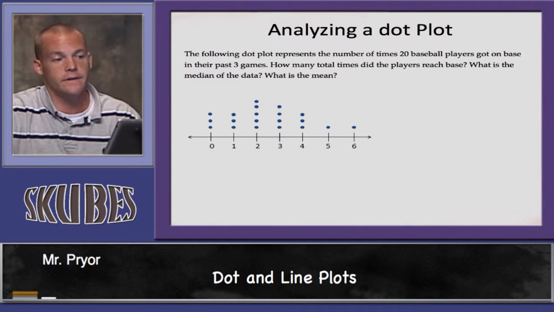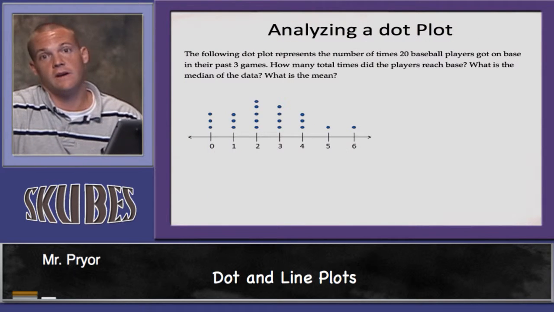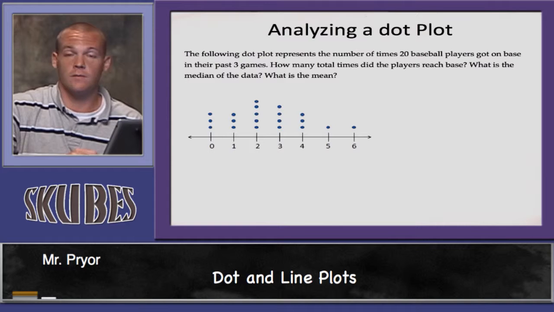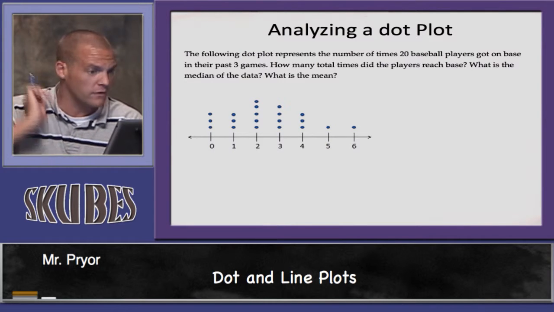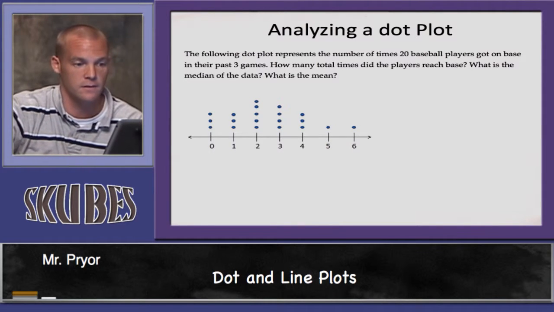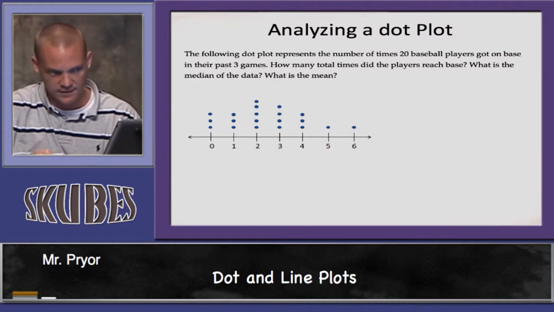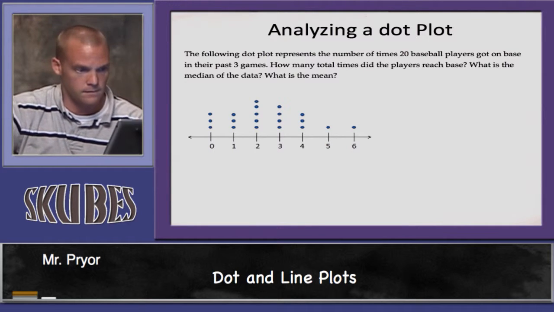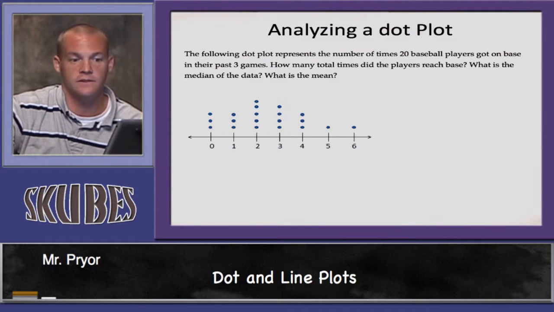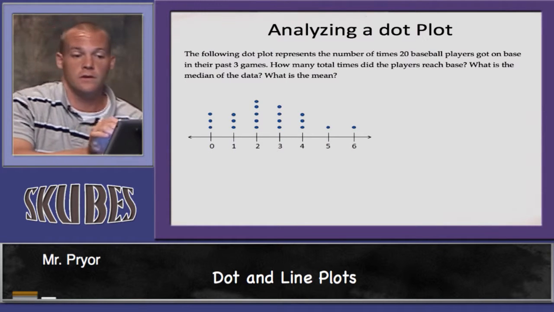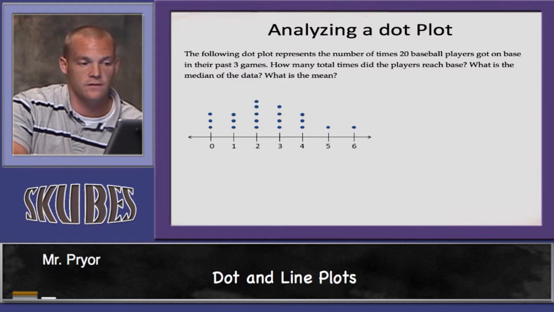All right, the last one here. This time the dot plot's been created for you. However, they're asking some questions within the problem. So it says the following dot plot represents the number of times 20 baseball players got on base in their past 3 games. How many total times did the players reach base? What is the median of the data? So ultimately, we're going to go through one by one and answer these questions.